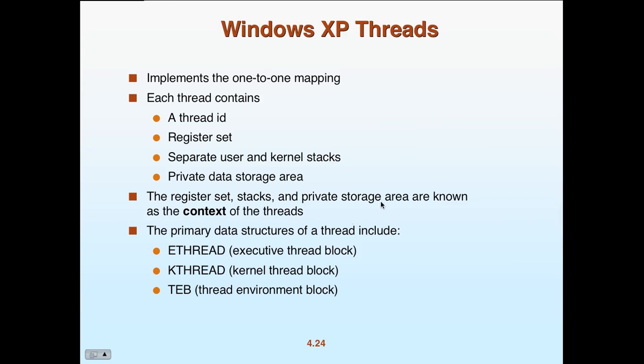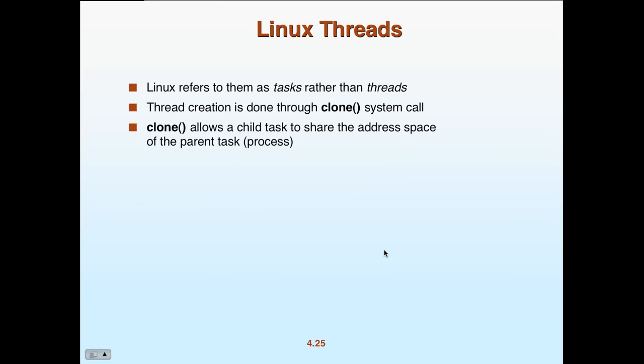The register sets, stacks, and private data area are known as the context of the thread. I actually call it the runtime memory, but it is the context of the memory that's associated with each one of the threads. It contains the stack, the data, files, heap, all that sort of information. The primary data structures of a thread include the executive thread block, the ETHREAD, which is the code, the kernel thread block, the mapping to the kernel, and then the thread environment block, which is nothing more than abstractions for labels put on the memory that is being kept for each one of the threads.